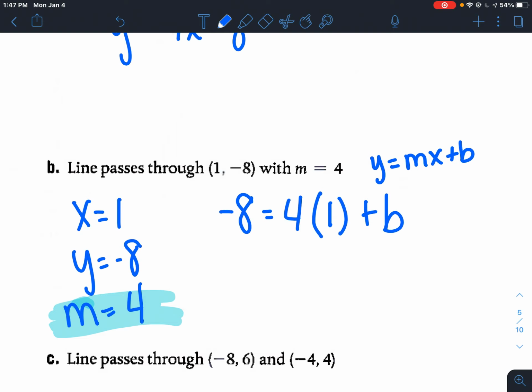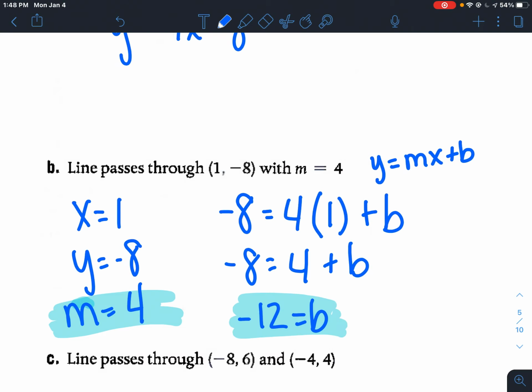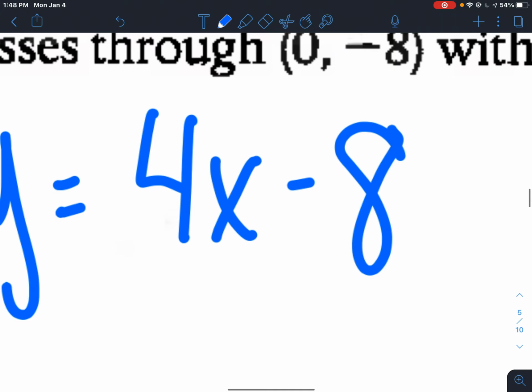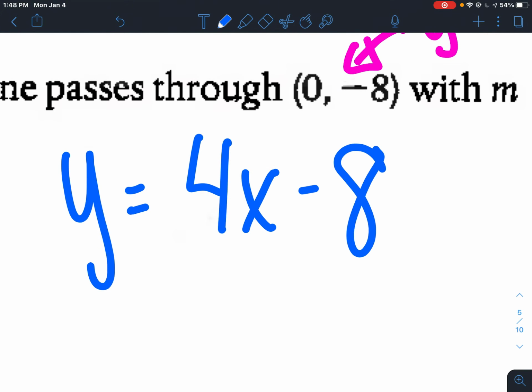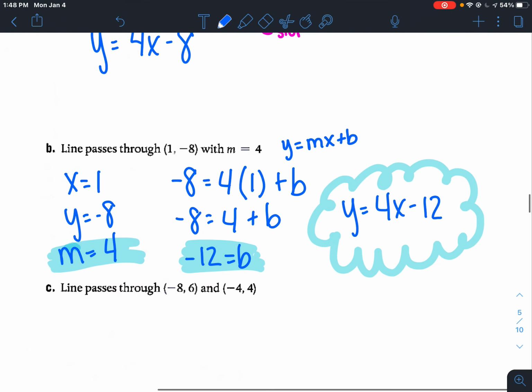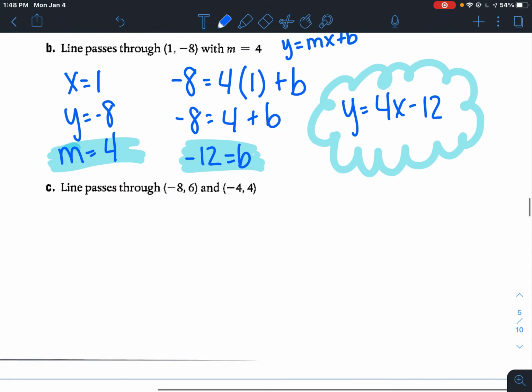So I'm going to plug in everything I know. Y is negative 8, the slope is 4, and the x value is 1. So now I'll solve for b. So b is negative 12. Not done yet, because I still want the equation of the line. And remember, for the equation of the line, we have our slope plugged in and we have our y-intercept plugged in. So I'm going to take the slope and the y-intercept value and plug them in. There's my linear function right there.